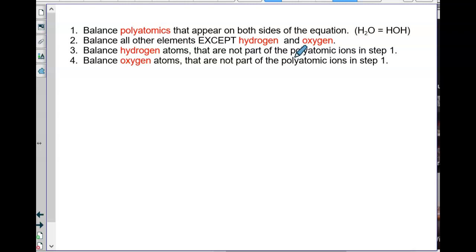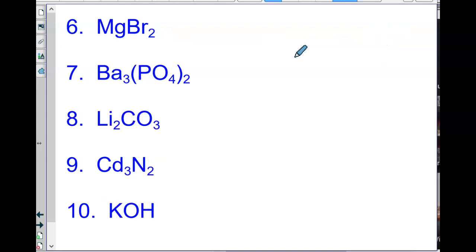Polyatomics on both sides of the equation that appear, then things except for hydrogen and oxygen are second. So polyatomics, atoms that are not hydrogen or oxygen, and then hydrogen second to last, oxygen dead last, okay? So we're always looking for that. That will help us balance most quickly, the quickest, I should say, 95% of the time.